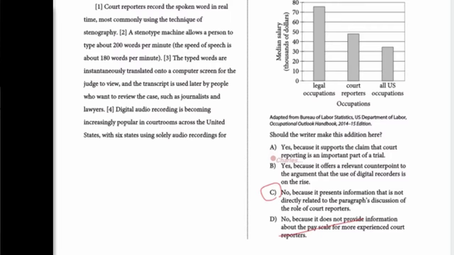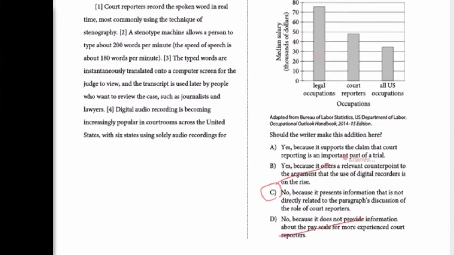So if it were to be yes, let's look at what the tricky one would be. Yes, because it offers a relevant counterpoint to the argument that the use of digital recorders is on the rise. No, what does the payment have anything to do with the counterpoint to digital recorders? Yes, because it supports the claim that court reporting is an important part of the trial. Okay, so could you assume that court reporters getting paid more makes them important? Yeah, but they don't get paid more than legal occupation.